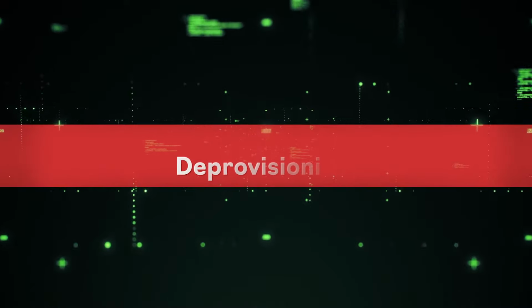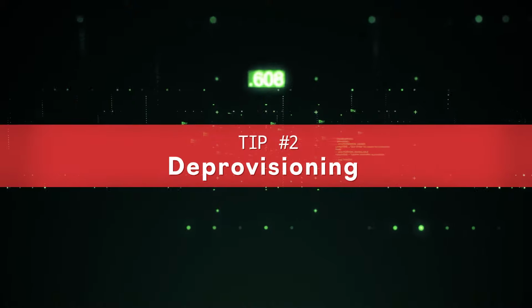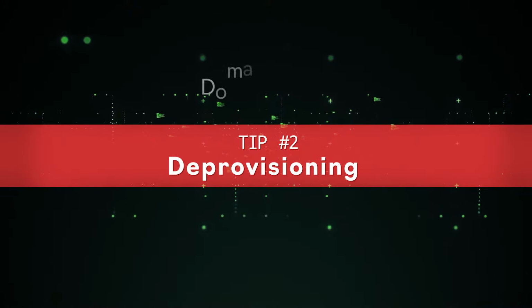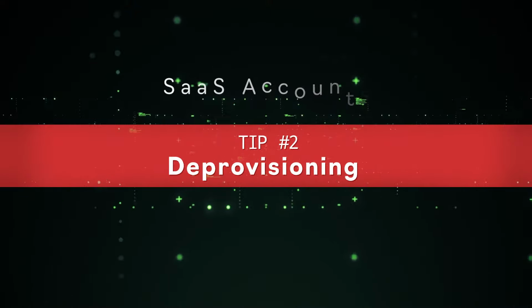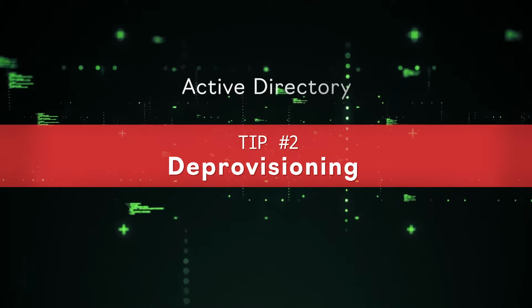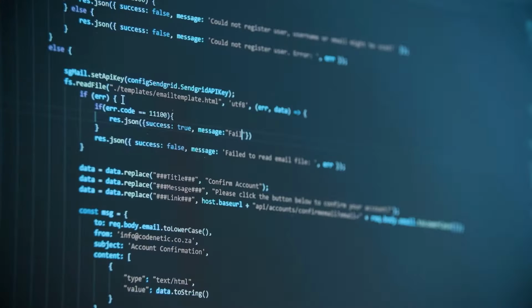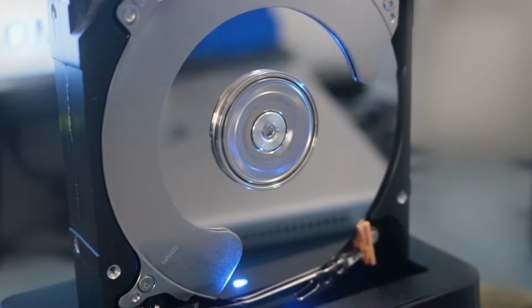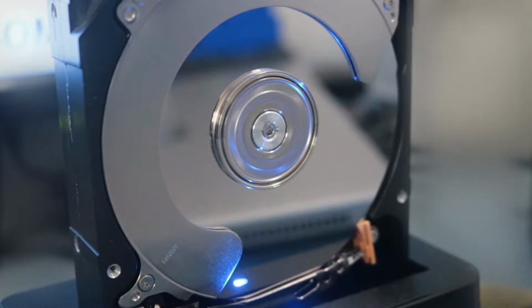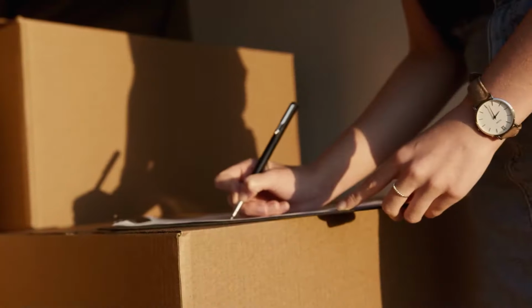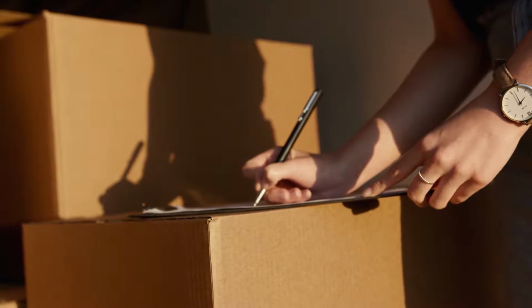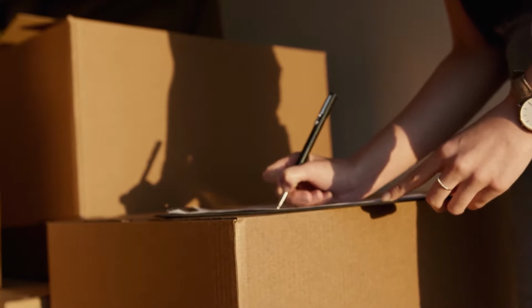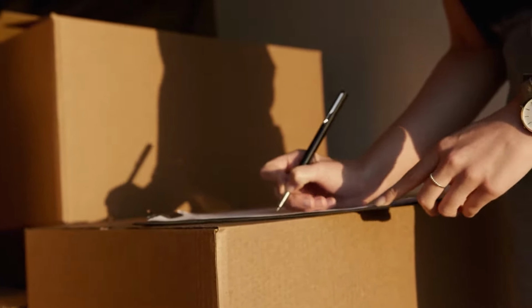Number 2, deprovision the ex-employee's access to all company resources, including domain logins, SaaS accounts, remote access tools, and Active Directory accounts. The deprovisioning process should be automated as much as possible. Using an identity and access management solution lets you revoke the ex-employee's access to all corporate assets at once. Services that can't be managed this way must be thoroughly documented to ensure that the ex-employee's access is fully revoked.